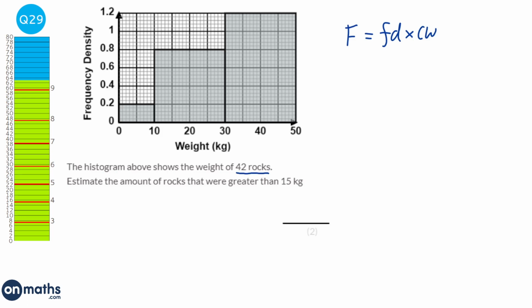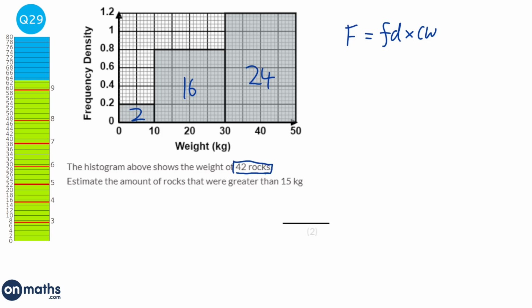So we're just going to do 0.2 times 10, which will be 2. The next one has a width of 20 and the frequency density goes up to 0.8. So 0.8 times 20 will be 16. And the last one is a class width of 20 and it goes up to 1.2. So we're going to say that that frequency is 24. So if you do 24 plus 16 plus 2, you actually do get to 42. So we know that that is frequency equals frequency density times class width.